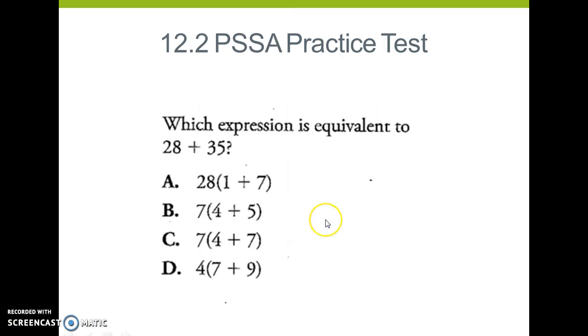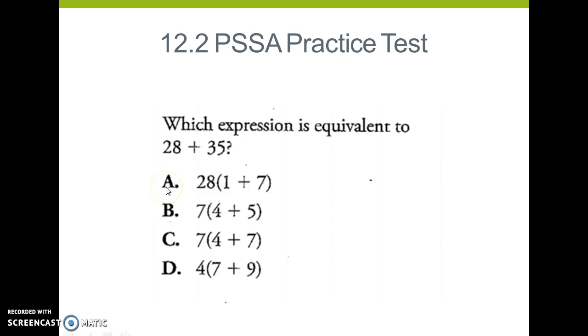The next one was, which expression is equivalent to 28 plus 35? So you had to use your knowledge of the distributive property here. Remember, what's on the outside of the parentheses can be distributed through to the inside. So each one of these is basically like saying, let's take this and distribute it through and make two multiplication sentences. And we were looking for what is equal to 28 plus 35.